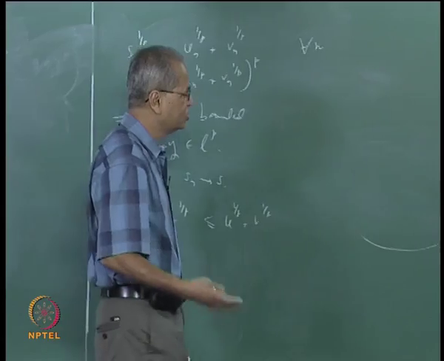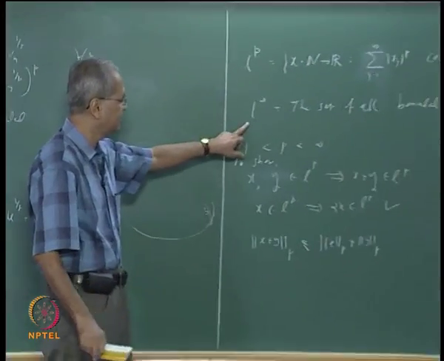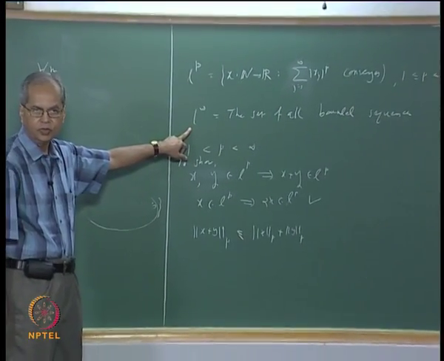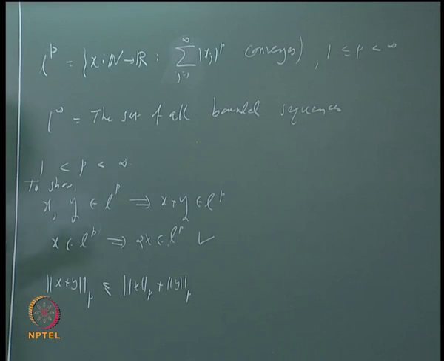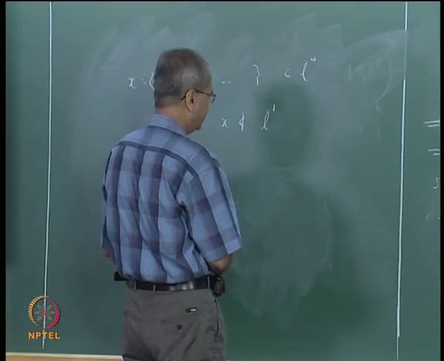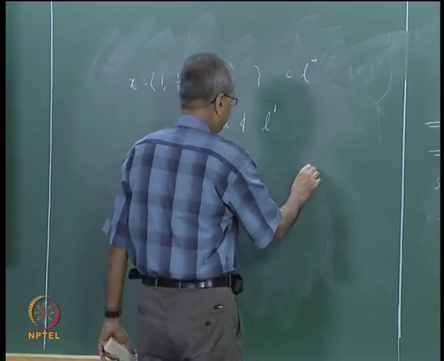Can you also see that each of these LP is contained in L infinity? Because we know that if sigma mod xj to the power p is a convergent series, its nth term converges, and every convergent sequence is bounded. So each of these LP is contained in L infinity. So L infinity is the biggest possible space among all these. Let me also give this to you as an exercise: show that L1 is contained in L2.